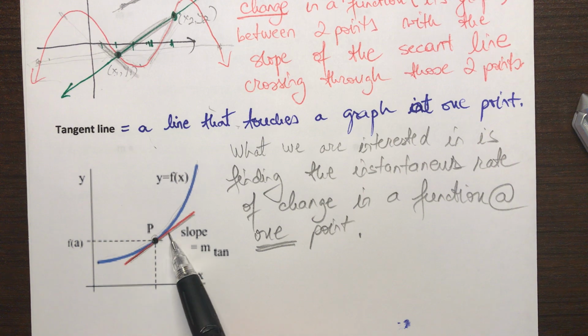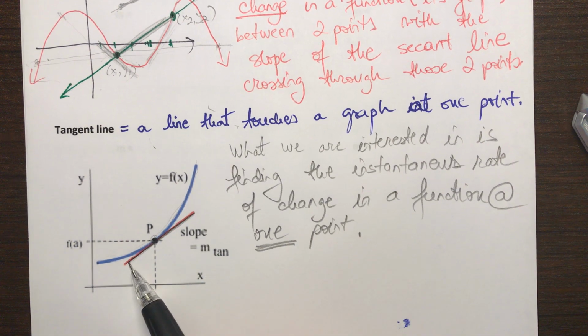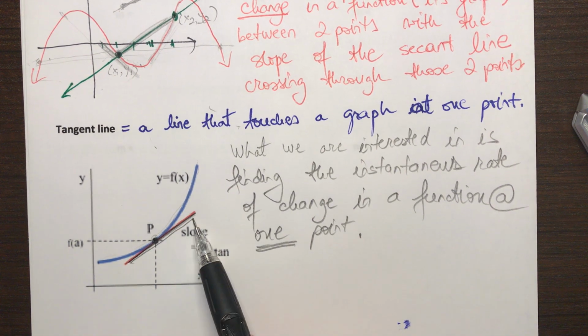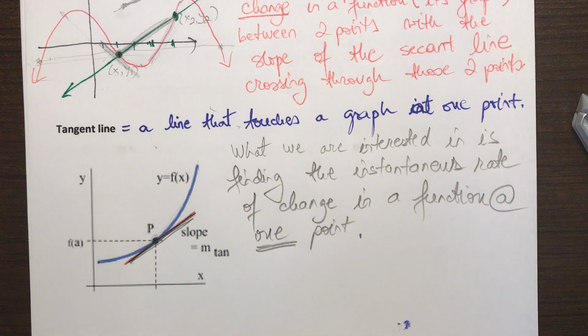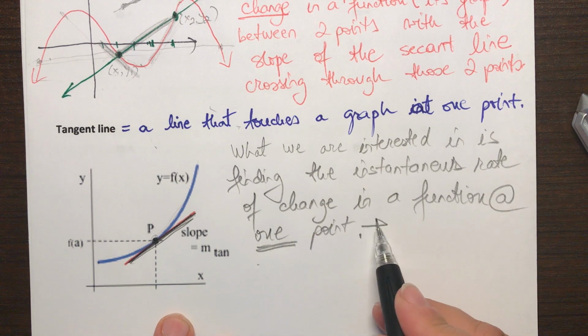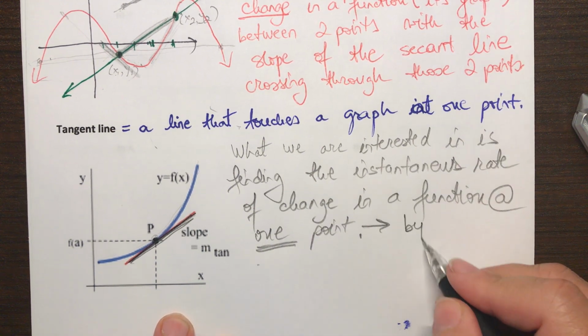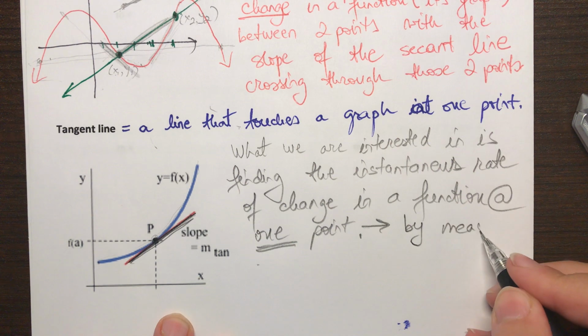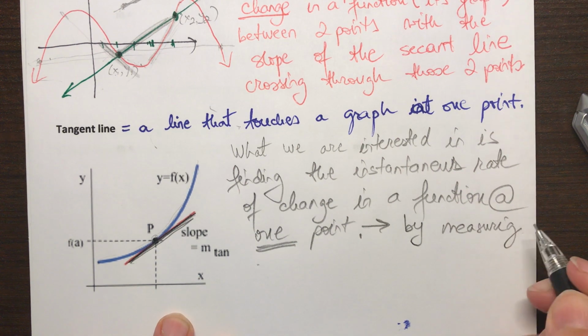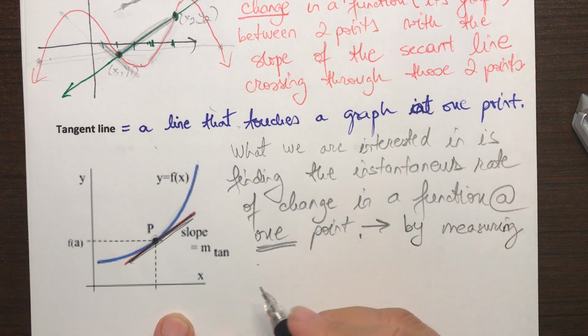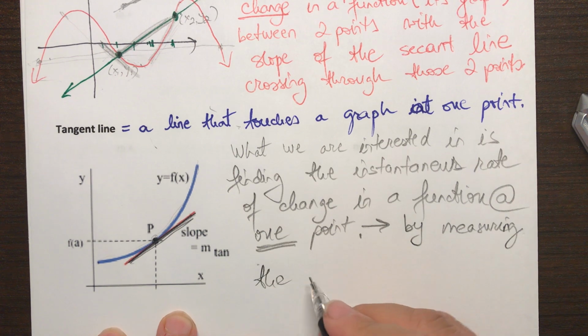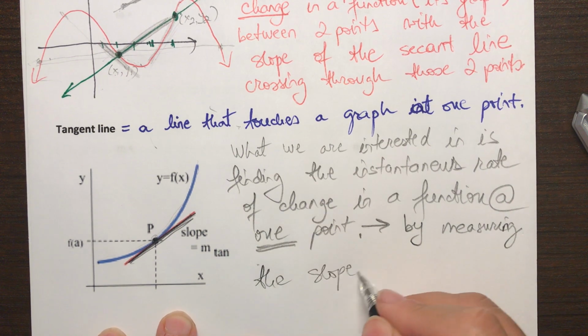So I can draw this tangent line, right? So at this point in time, this graph is heading just about this way. There is a problem, yes? So how do I find that rate of change? I find that by measuring the slope of that tangent line.